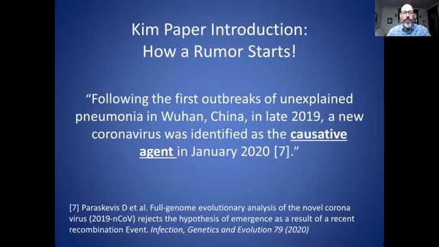In their introductory section, they said basically that a new coronavirus was identified as the causative agent of this unexplained pneumonia in January 2020. Now, this is a very bold statement. And as you saw, the conclusions of the other two papers, which came before this, didn't make any such statements based on their research. Reference number 7 is where this declarative statement about it being a causative agent comes from. And that reference is listed at the bottom of this slide.